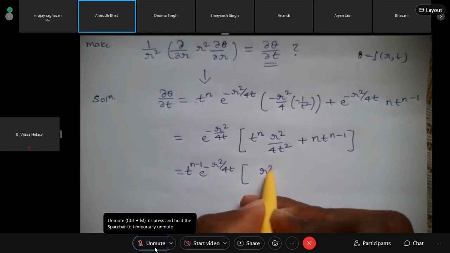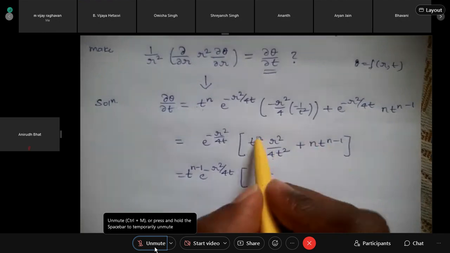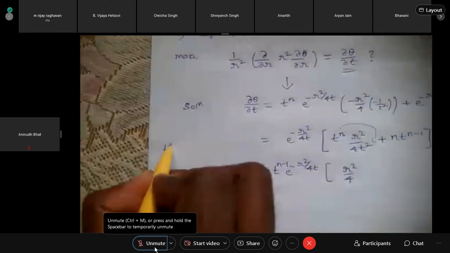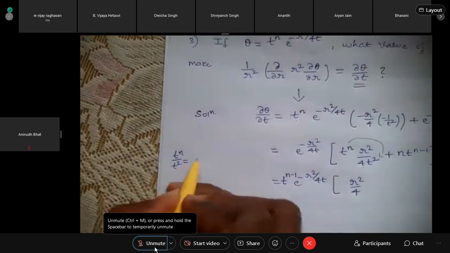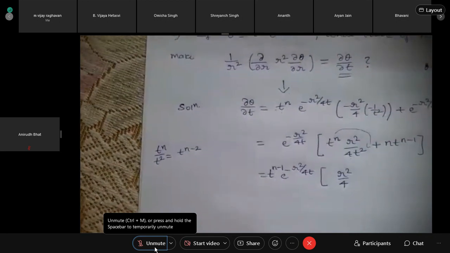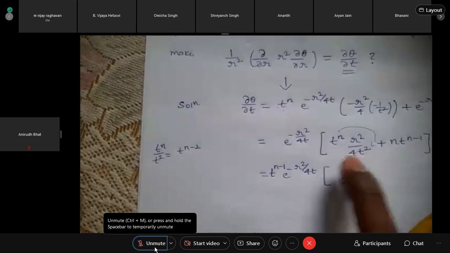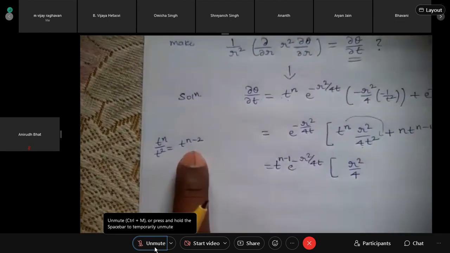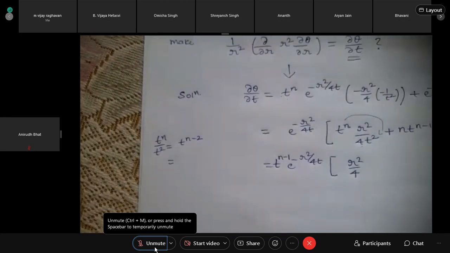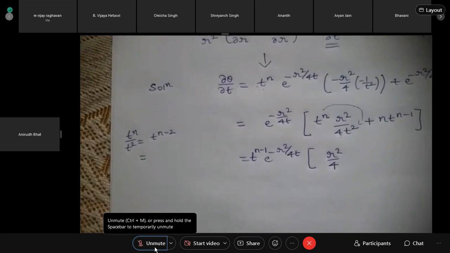The first term will have r square by 4. See here, there may be some confusion. That is t to the power of n divided by t square. Can I write it as t to the power of n minus 2? Can I write that as t power n minus 2? Yes, you can write it like that.